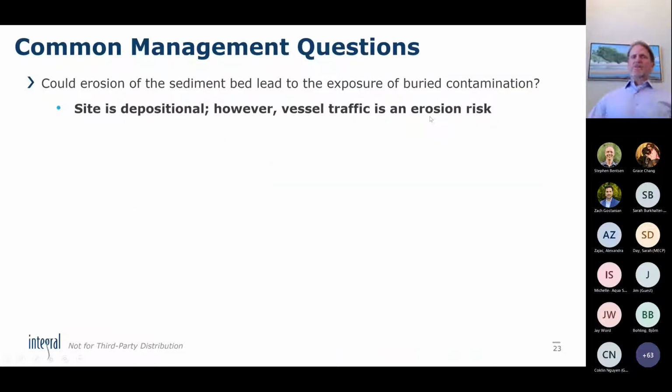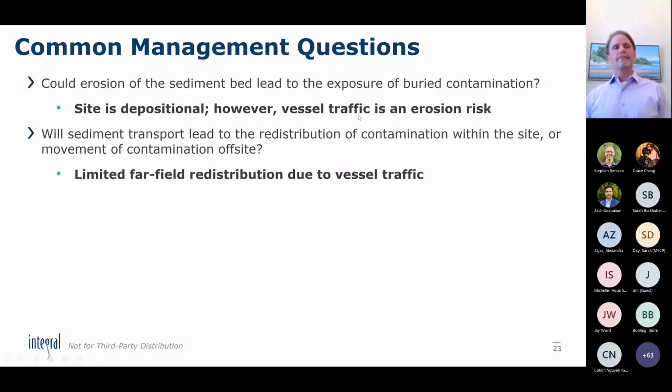But that allows us to go and start to address our management questions. Could erosion of the sediment bed lead to exposure of buried contamination? Well, we did see the site is depositional. However, vessel traffic can pose an erosion risk locally.